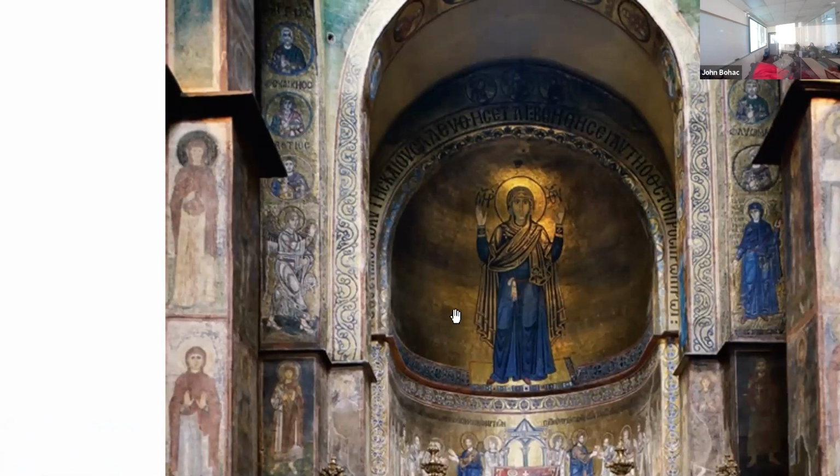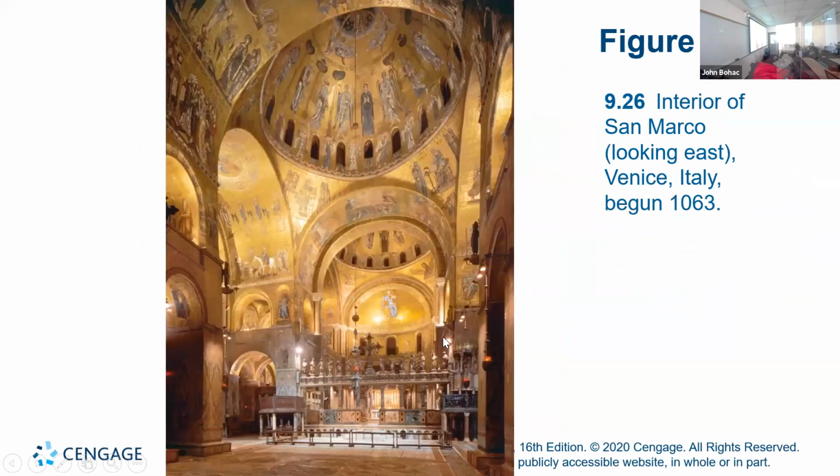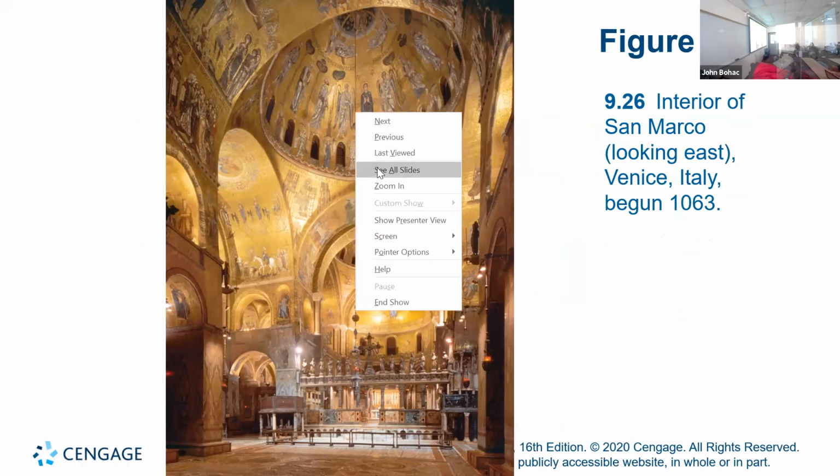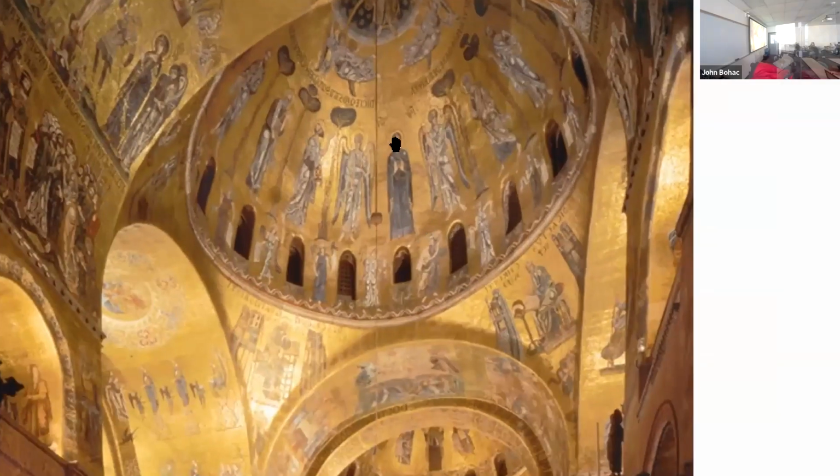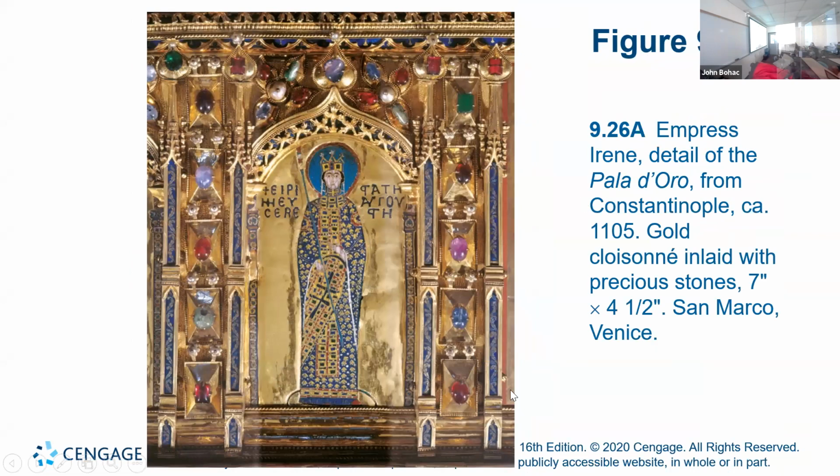Saint Sophia looks a lot like the Virgin, but that's deliberate. This is St. Mark's in Venice, and it too is decorated with all of these pictures, which are in fact icons. I'll zoom in on some of this. And so it tells a story. There's the Virgin dressed in blue, and Empress Irene from Constantinople.